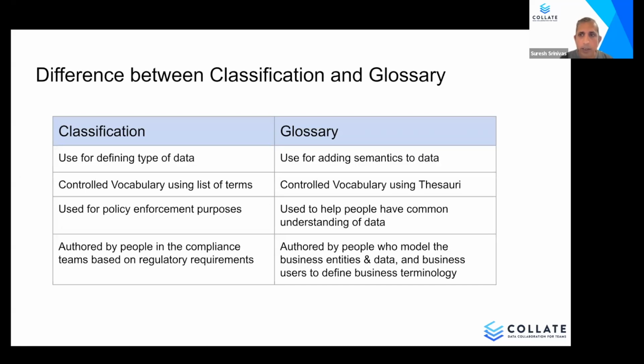Classification is typically authored by people who are doing compliance related work, right? Compliance teams. Versus glossary is done by people who are modeling the data. So they're modeling the data, maybe they have ER diagrams and things like that. While they are modeling, they are capturing certain concepts, and those concepts end up becoming part of the glossary. It's also done by business users, right? You have some business concepts and terminology, and those are captured in the glossary. So two different sets of people control and manage these terminologies.